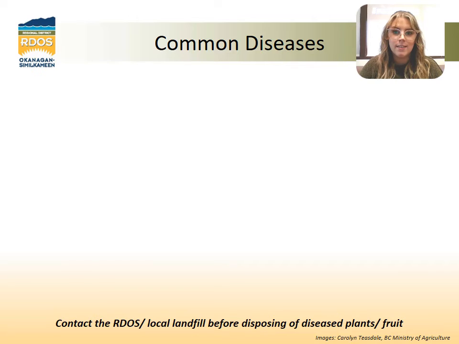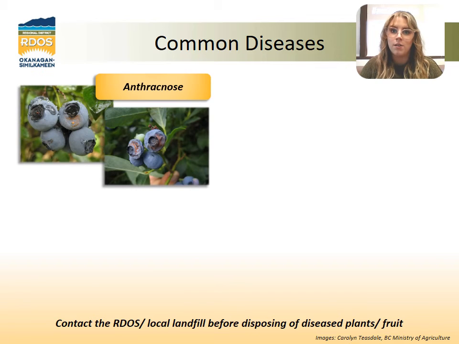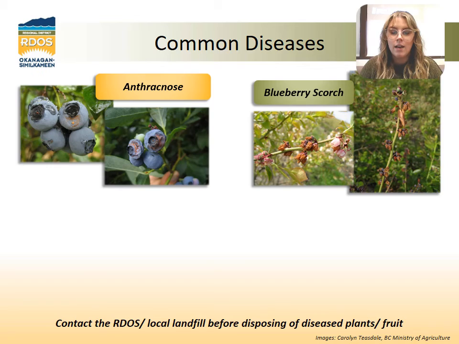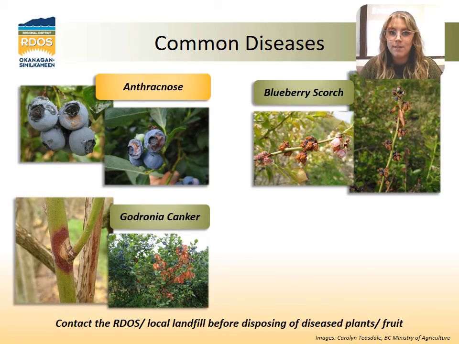Pests and diseases can sometimes go hand in hand, where pest problems can weaken the tree and welcome diseases, and vice versa. Anthracnose fruit rot appears on ripe and overripe berries and causes fruit softening, and orange spore masses will seep out of the infected areas. Blueberry scorch, Godronia canker, and bacterial blight are also concerns and cause red to brown spots on leaves, branches, or on the berries themselves.